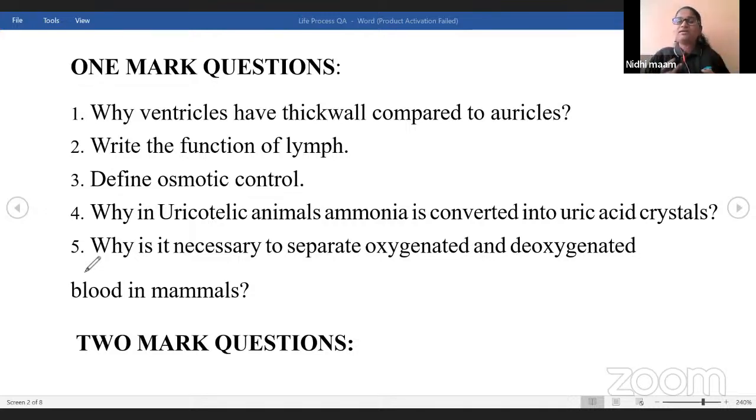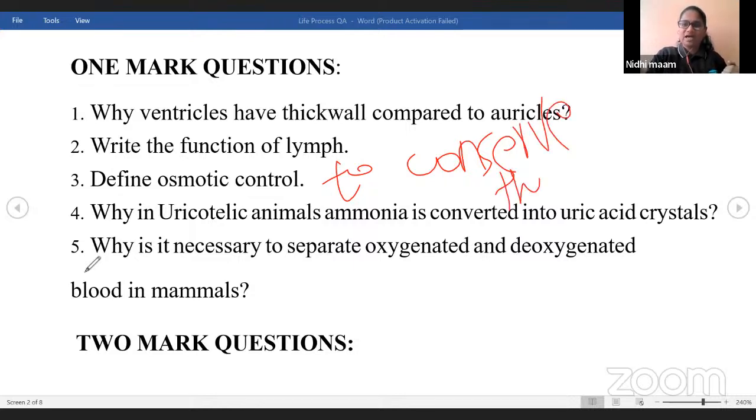So to conserve the water inside the body, what happens? The ammonia is converted into uric acid crystals. Where? In birds and mammals. So the answer is to conserve water. Very important question. Why in uricotelic animals is ammonia converted into uric acid? To conserve the water.